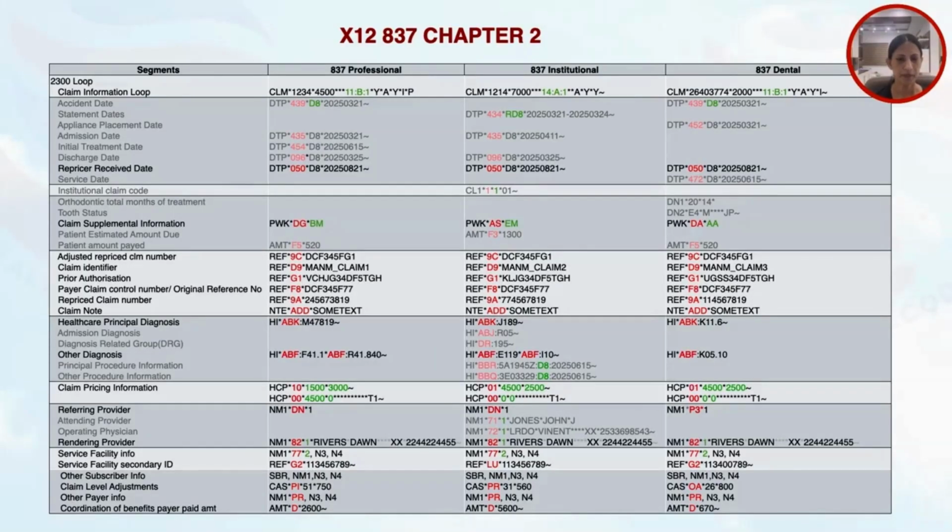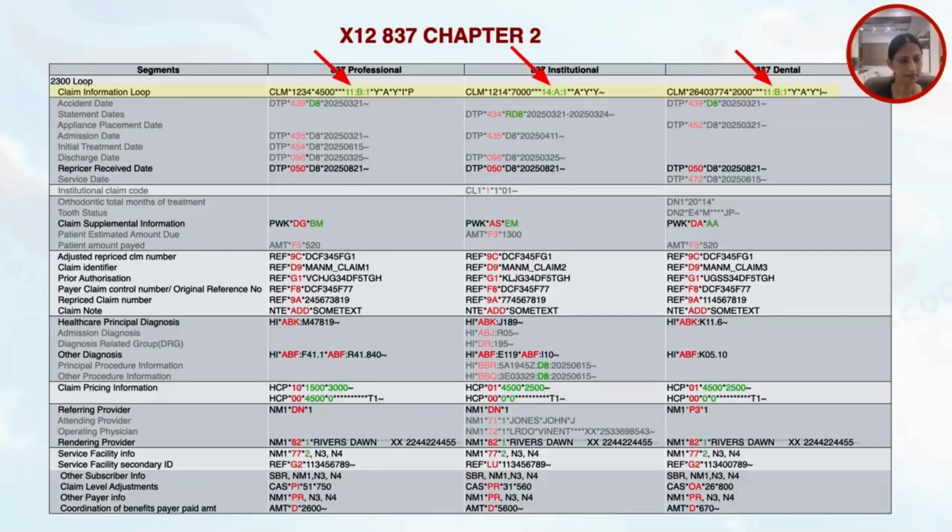Now starting with the CLM segment, the claim information segment. CLM01 carries the patient control number, which is used for tracking this claim from when it was created till the time payment of this claim is done. So this CLM01 item is used for recognizing this claim throughout. CLM02 has the claim total charge.